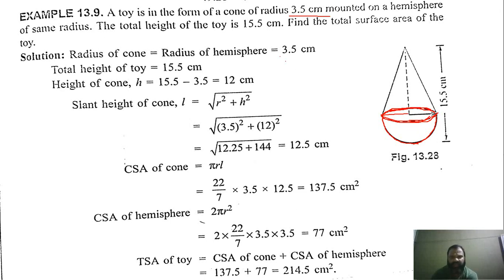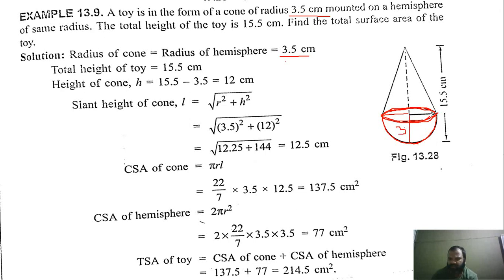I write here. Okay. The total height of the toy. Look, the total height of the toy is 15.5, and you know that the radius is also 3.5.